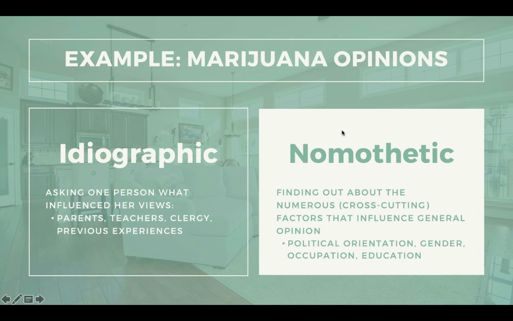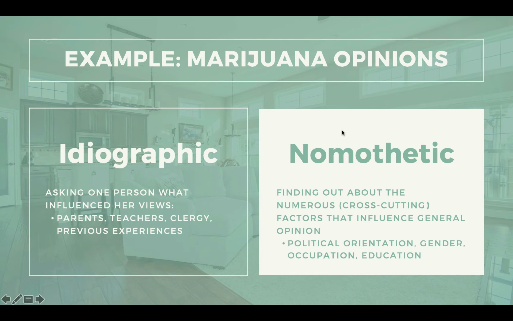Next, we have an example: positive or negative opinions about marijuana. An idiographic approach would say, we're going to ask one person about what influenced her views about marijuana. Why did she have positive or negative views? We can look to her parents. What are their opinions? What do her teachers say about marijuana? Is she religious? Has she experienced marijuana herself? All of these things could contribute to one person's opinion about marijuana.